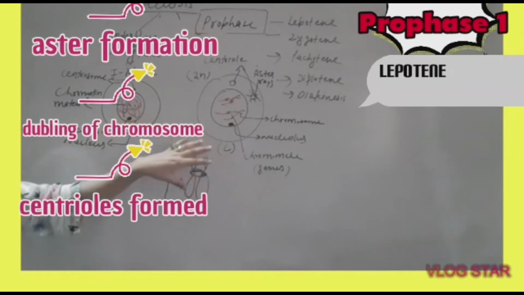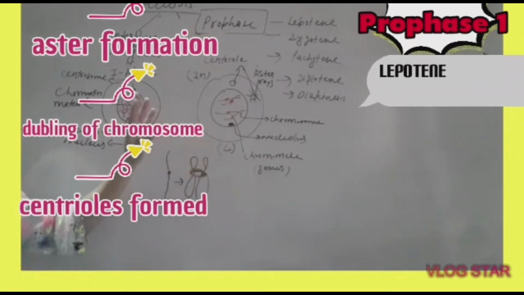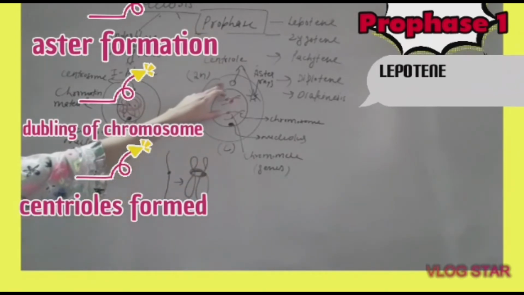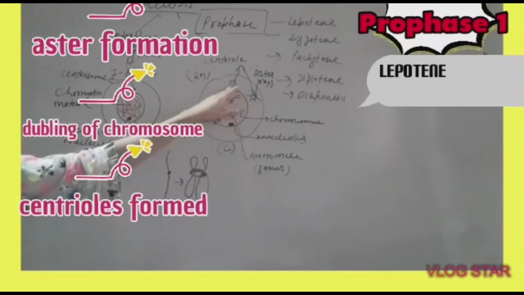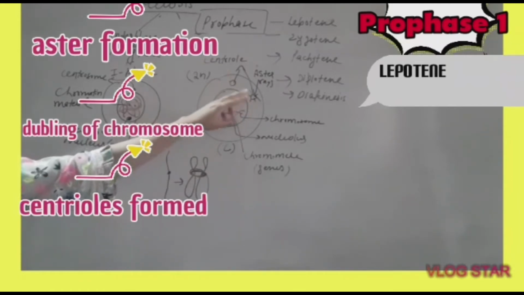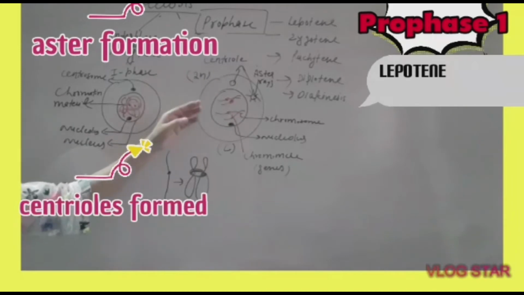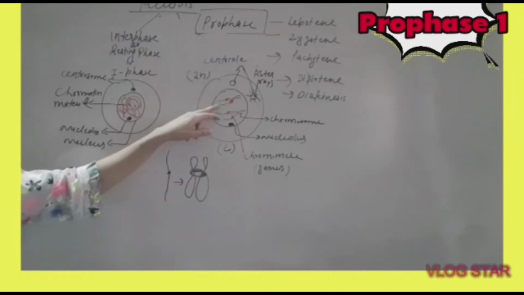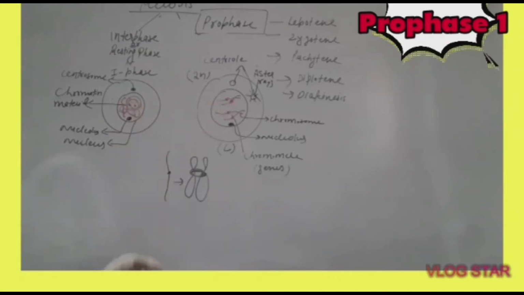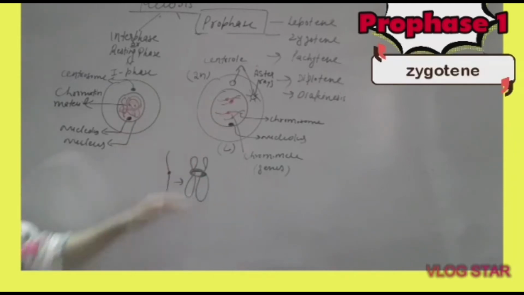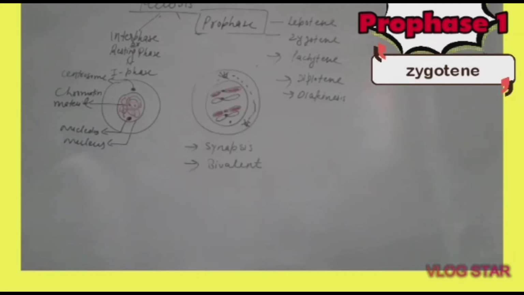Leptotene phase. What changes are observed in the cell? 3 changes. First, the centrosome divides to form centrioles, and centrioles give aster rays and start moving apart. Second change, and the third change is chromosome duplicates its number. These are the 3 changes which can be observed in Leptotene stage. After completing the Leptotene, now the cell enters into zygotene phase.